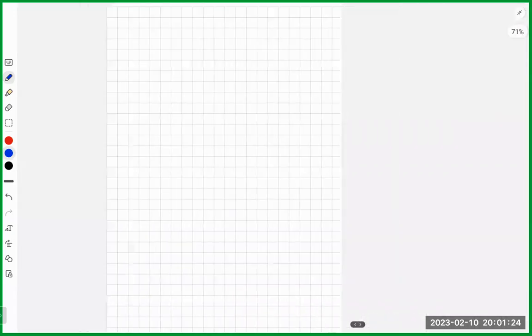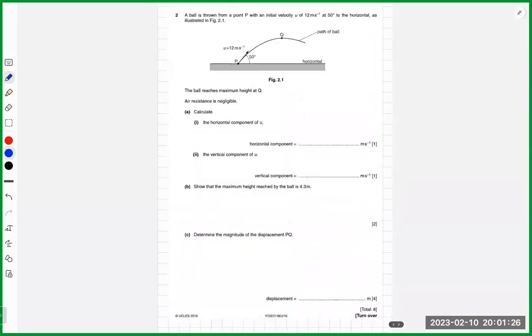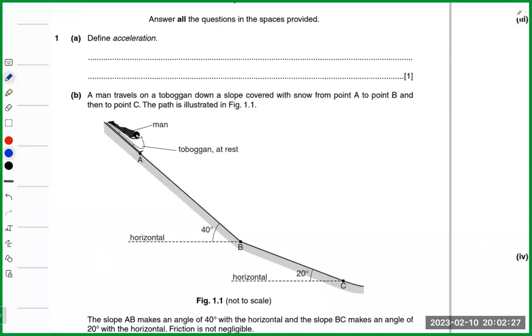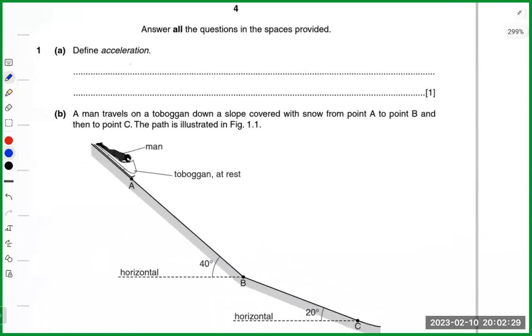Okay, define acceleration. This is a repeated question. Acceleration is rate of change of velocity.